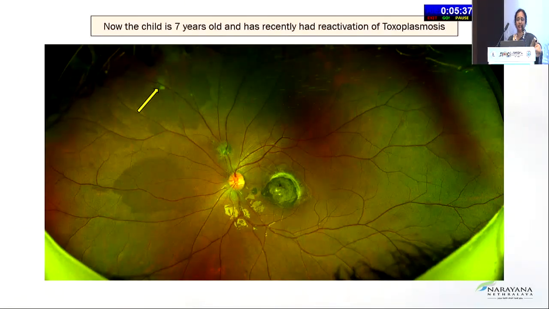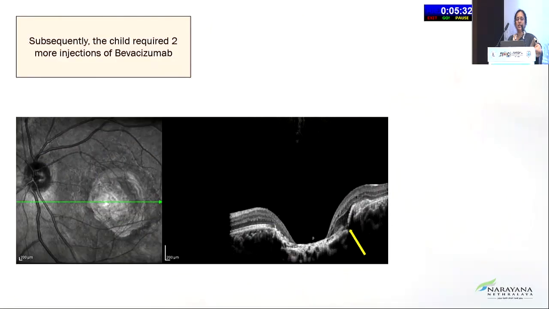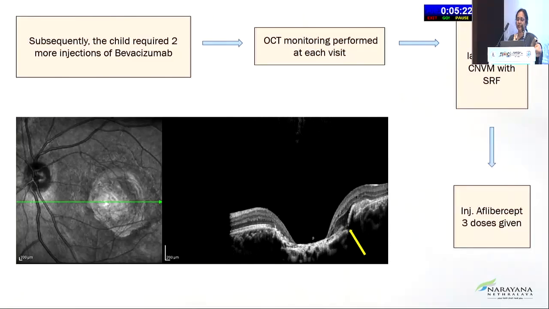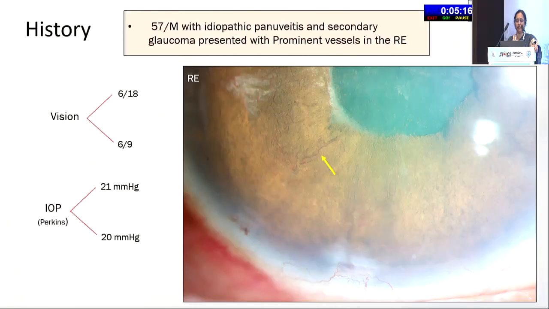Now the child is 7 years old, and has recently had reactivation of toxoplasmosis. Subsequently, the child received 2 more injections of Biosimilar. OCT was monitored. 1 year later, again reactivation of the CNVM with SRF. Here, the child received 3 doses of Biosimilar, following which there was resolution of the CNVM in this child.